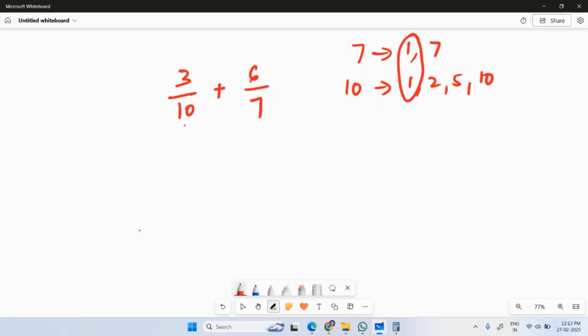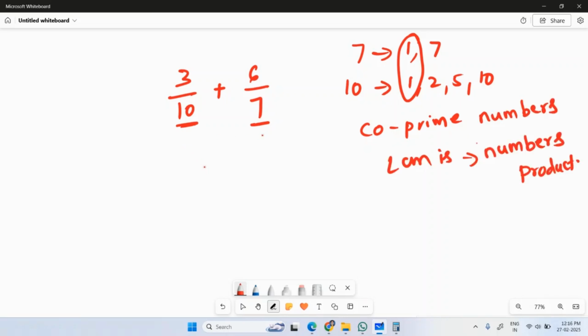That means they are co-prime numbers, because even though 10 is not a prime number, both 10 and 7 do not have any common factors. That means the two numbers are co-prime numbers. Now co-prime numbers' LCM is also their product. Here both 10 and 7 are co-primes, so LCM is their product. Let's multiply 10 times 7, which is 70.